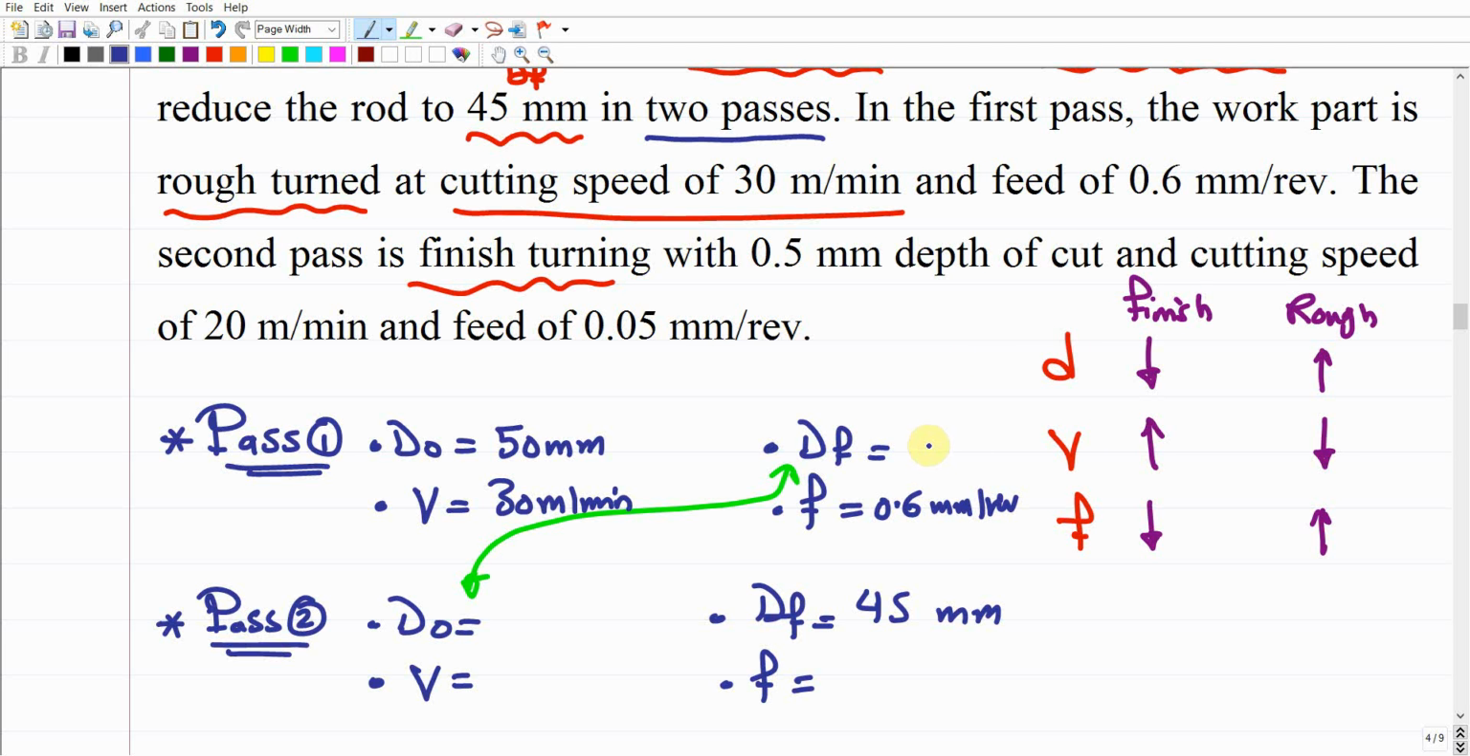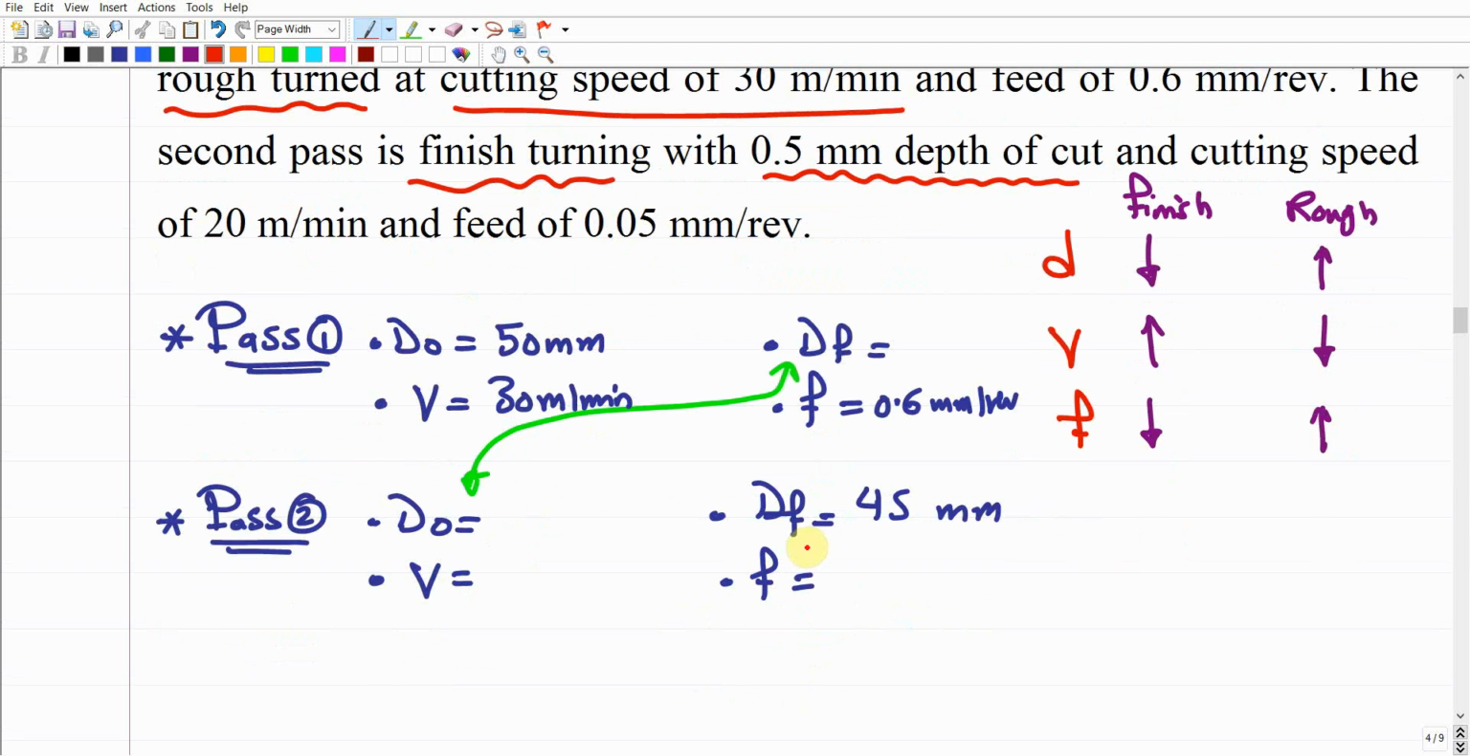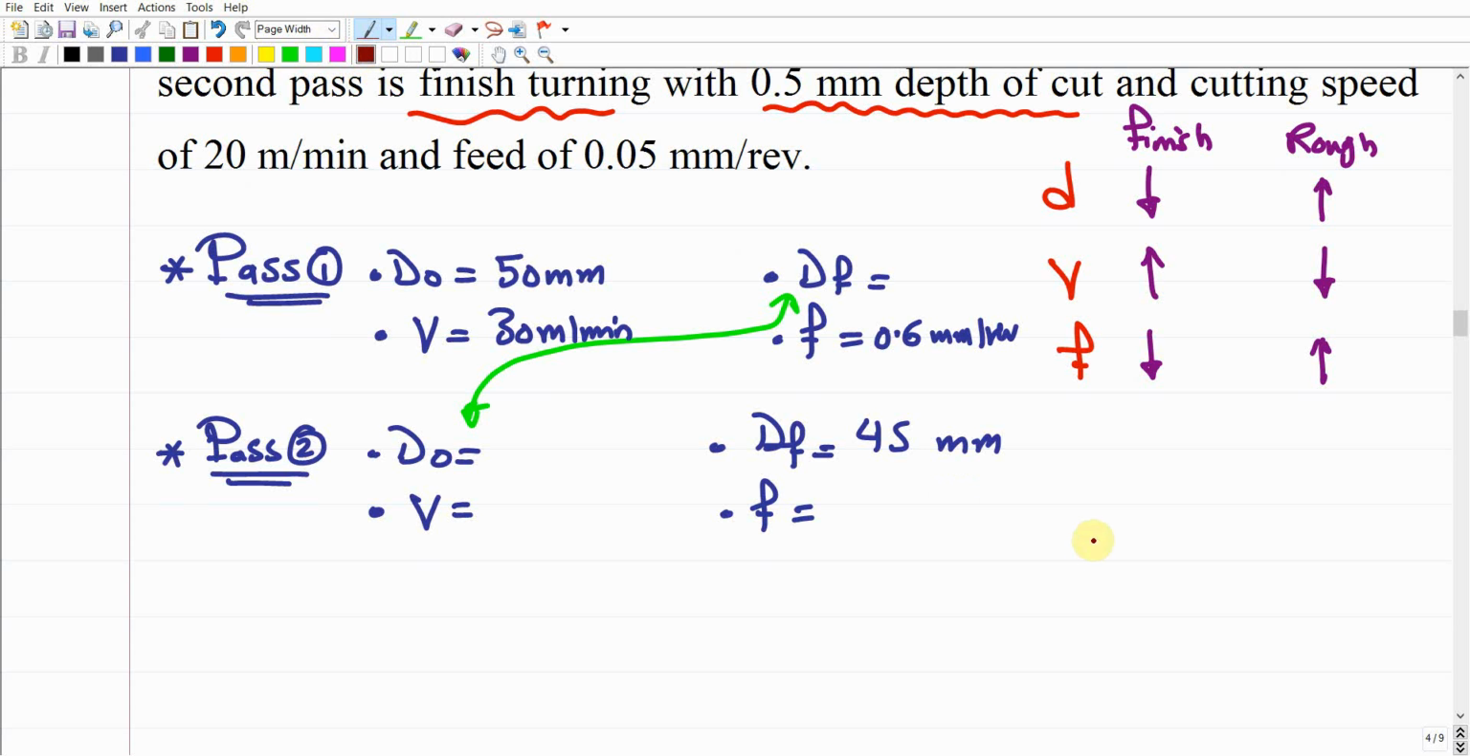But how much is the diameter? We don't know yet. We're gonna decrease the diameter from 50 down to how much? We don't know. He didn't give anything regarding the depth of cut. But the second pass is a finish turning operation with 0.5 millimeter depth of cut. So if we calculate the depth of cut for this second pass, it should equal D0 minus D final divided by 2, which should equal 0.5 millimeter as he gave us.